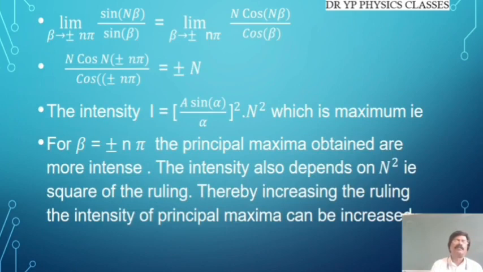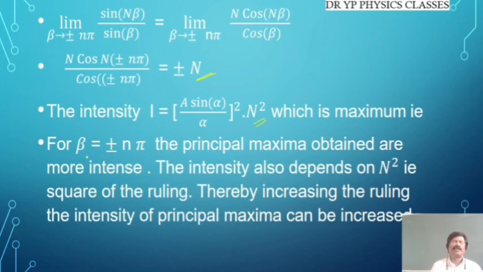So, now let us apply the limit. Limit beta tends to plus or minus n pi of sin n beta by sin beta is equal to limit beta tends to plus or minus n pi of n cos n beta by cos beta, differentiating this. In place of beta we substitute plus or minus n pi, and cos of plus or minus n pi is going to be plus or minus 1. The intensity I is equal to A sin alpha by alpha whole square into n square.